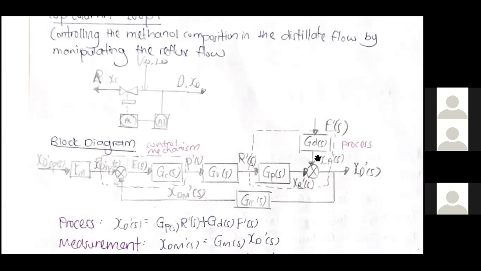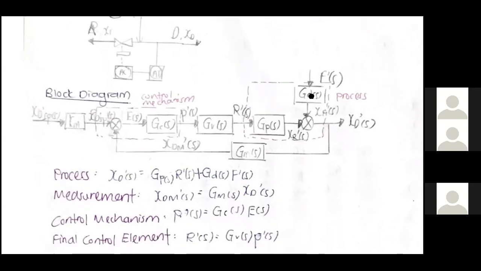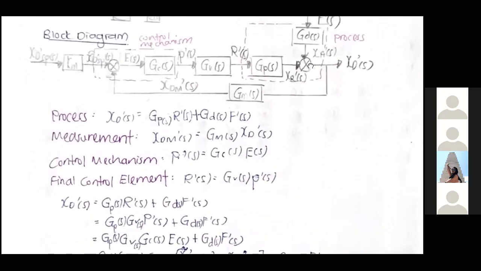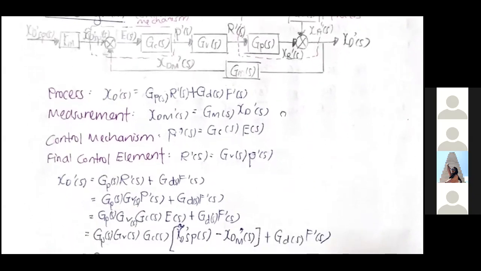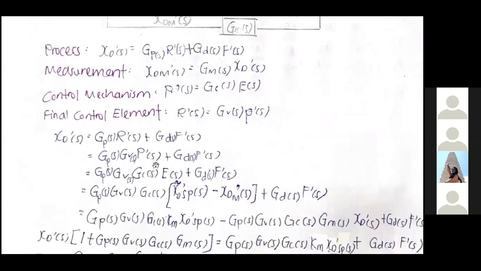I think next I pass to Fatin. Based on the block diagram, we need to get the equation for each part, which is process, measurement, control mechanism, and final control element. We will start with the process equation. You can see we have R prime S. We can substitute it with the final control element equation, and P prime S with the control mechanism, and the same goes for the error, which we substitute with XD prime SP minus XD prime MS.